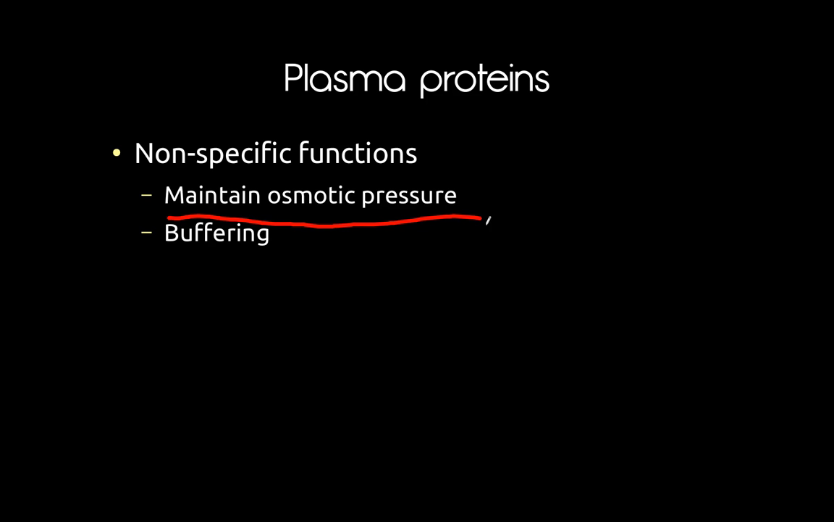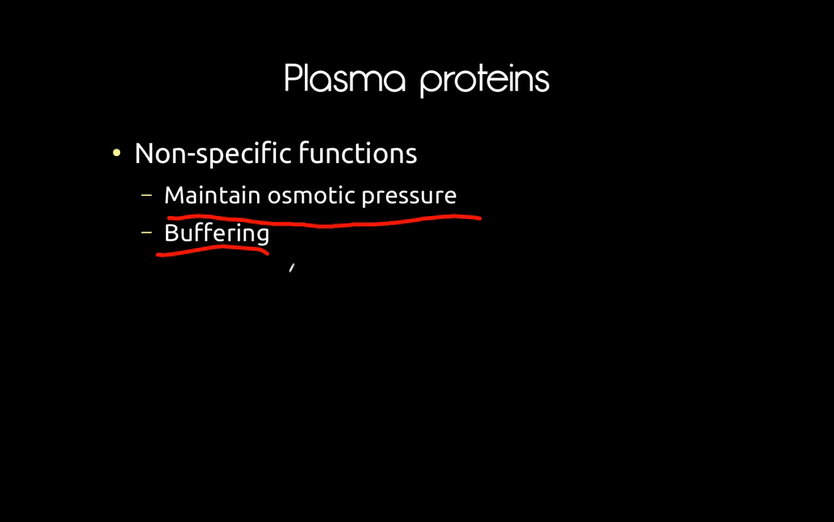Now that's really important because if you didn't maintain a very tight osmotic pressure of the blood, you could get far too much liquid leaving the blood or too much being pulled back in. And so we need to maintain that pretty tightly. But also it's going to help out in buffering, maintaining the pH balance of the blood as well.